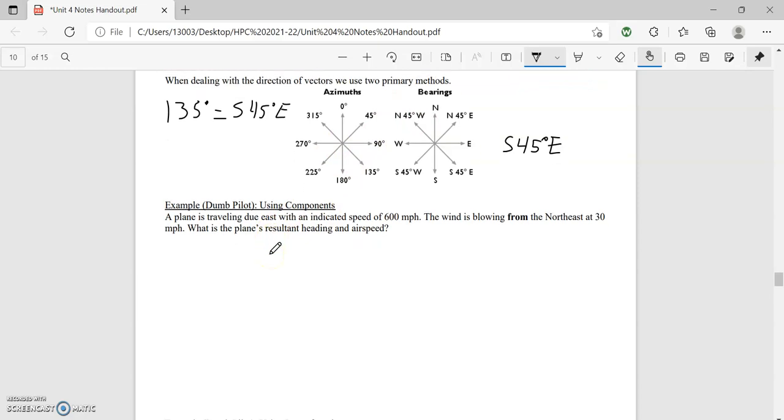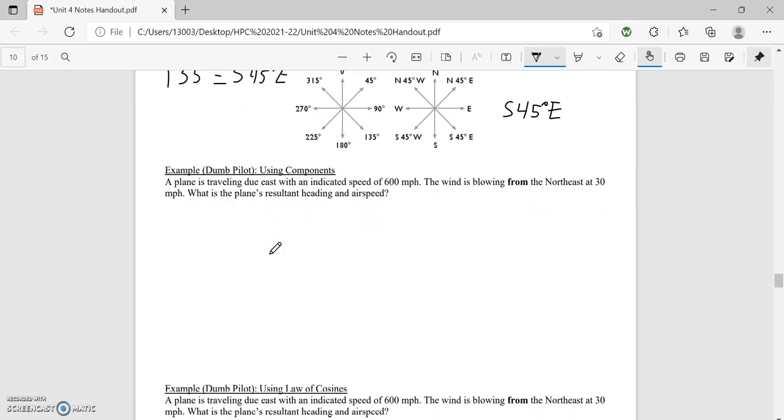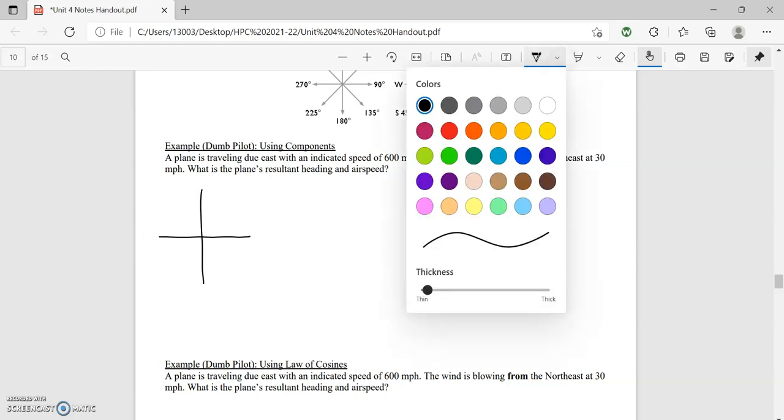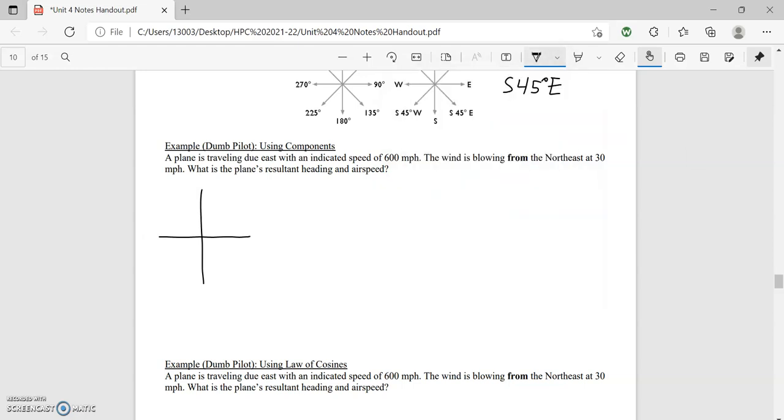Okay, so on to our first actual dumb pilot problem. Math involved, all the exciting stuff. So our plane is traveling due east. So let's get our picture going here. Always start with your little radar and fill in the information as you get it. So the plane itself is traveling this way. It is asking for the plane's resultant heading and airspeed. There is a quick, I need to change that. That should not say airspeed. That should say ground speed.